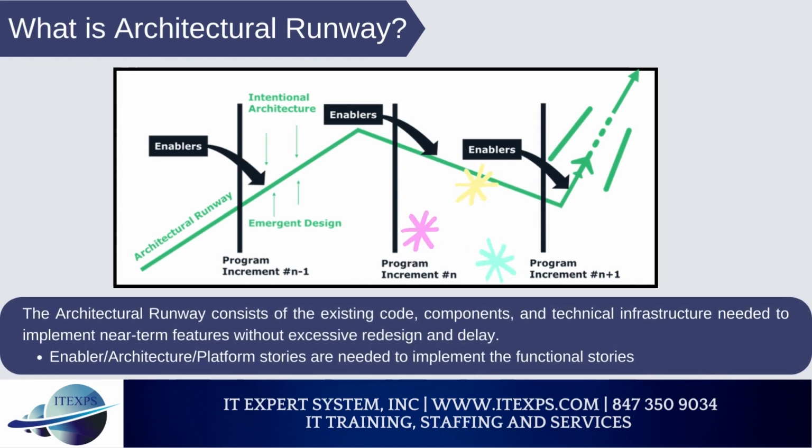What is architectural runway? The architectural runway consists of the existing code, components, and technical infrastructure needed to implement near-term features without excessive redesign and delay. Enabler architecture platform stories are needed to implement the functional stories.